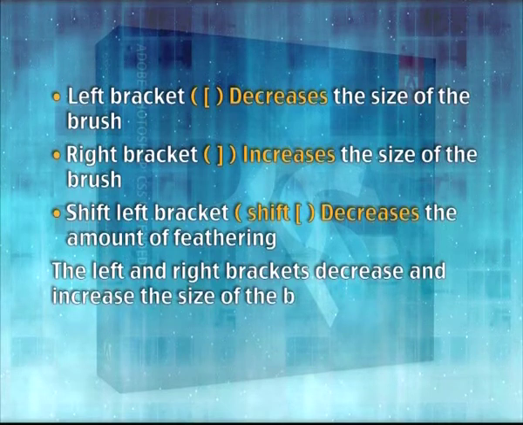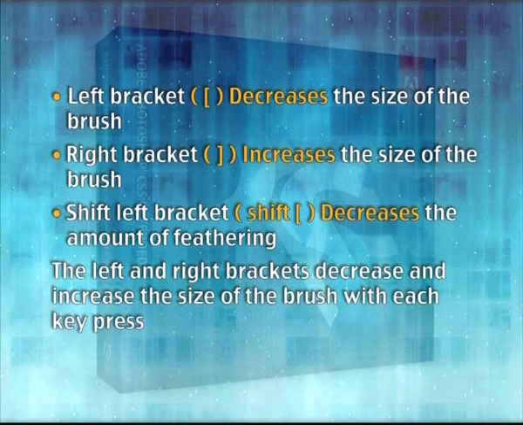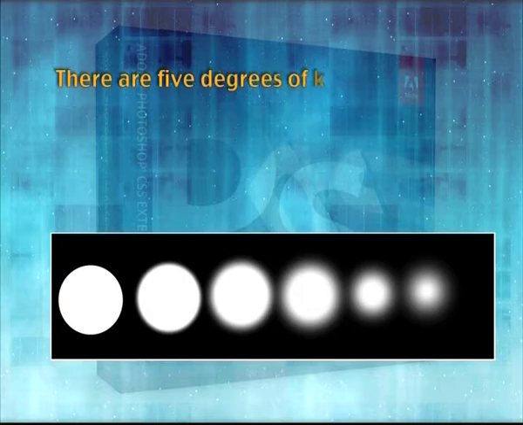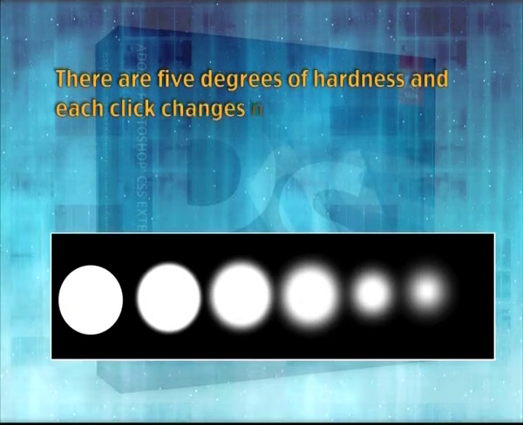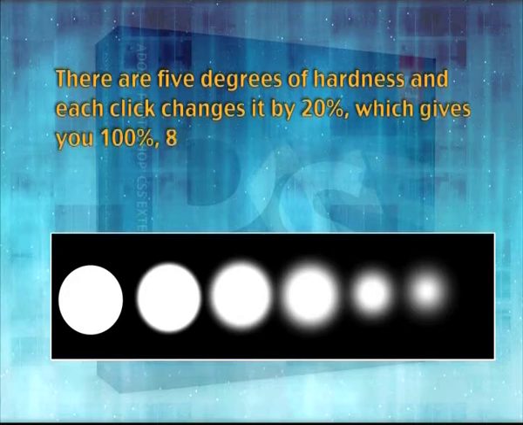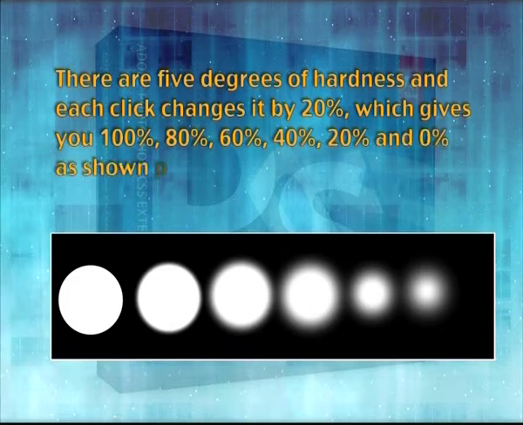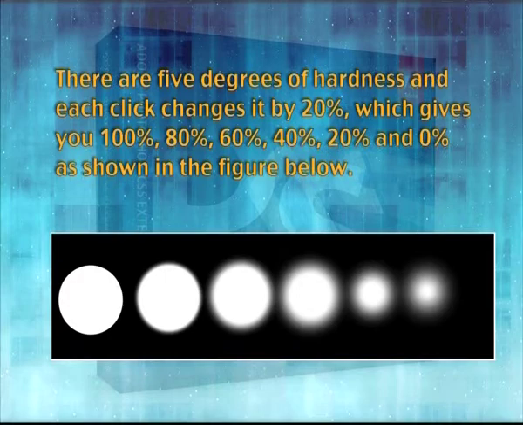The left and right brackets decrease and increase the size of the brush with each key press. There are 5 degrees of hardness and each click changes it by 20%, which gives you 100%, 80%, 60%, 40%, 20% and 0% as shown in the figure below. There is a trade-off when cloning between hardness and softness of the clone. A harder brush gives a purer clone but can be very harsh and abrupt. On the other side, a soft brush is less harsh but by definition is less sharp.